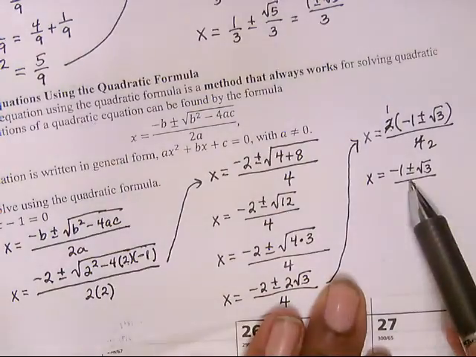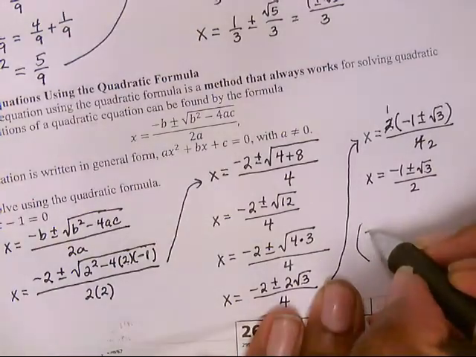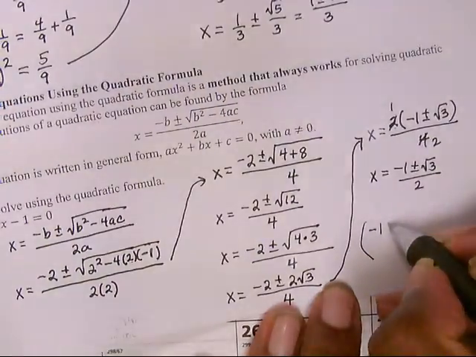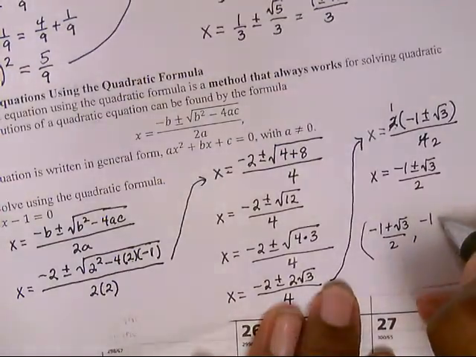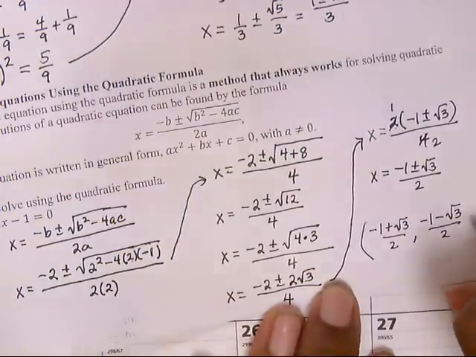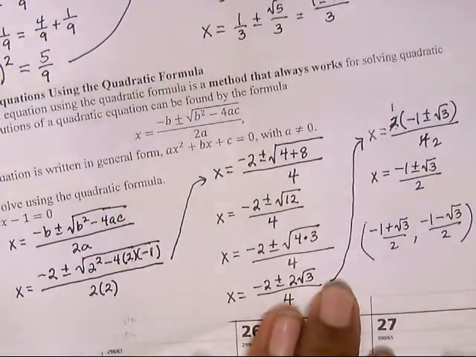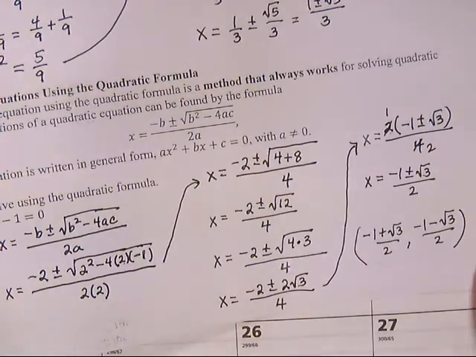Now, of course, since they don't have the plus or minus symbol, we have to write that as two separate answers, or enter this as two separate answers: -1 plus square root of 3 over 2, and -1 minus square root of 3 over 2. Okay. So that's how we apply that quadratic formula to find our solutions to this quadratic equation, 2x squared plus 2x minus 1 equaling 0.